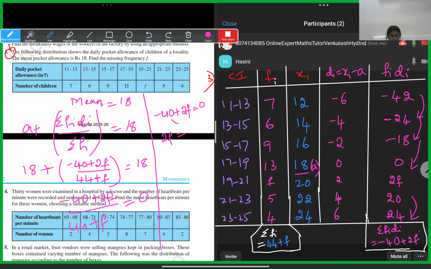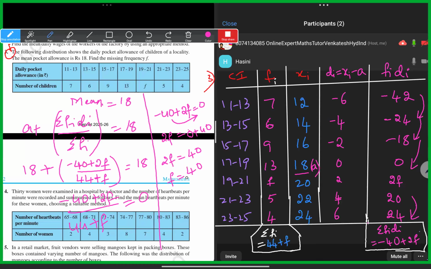Yes, Hasni. Now minus 40 will go to the right side and become plus 40. 0 plus 40 is 40. So 2f is equal to 40. So finally f, the missing frequency, is 20. How much, Hasni? 20, because 40 by 2 is 20. So the missing frequency finally is 20.